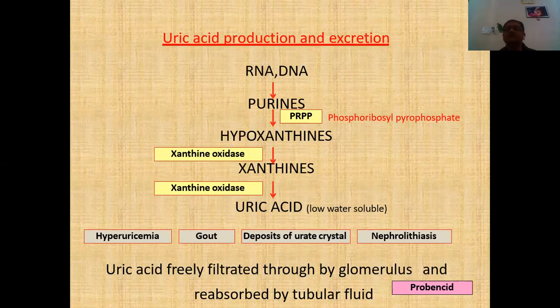Then the crystals, in the form of needle shaped uric acid crystals, are deposited in soft tissue such as the toes and heels. Likewise, nephrolithiasis conditions will occur. Uric acid is freely filtered by the glomerulus and reabsorbed by the tubular fluids.